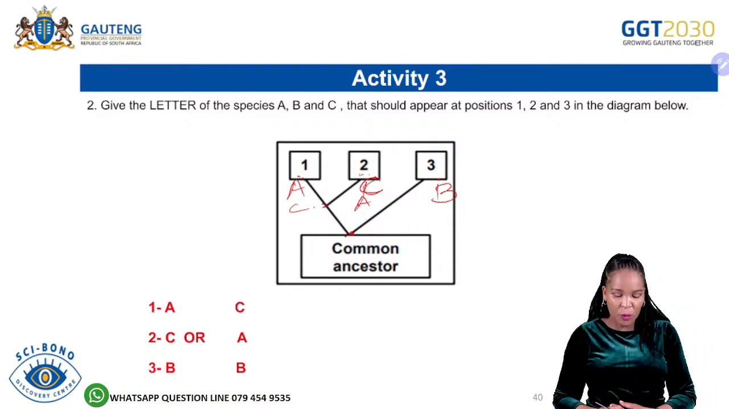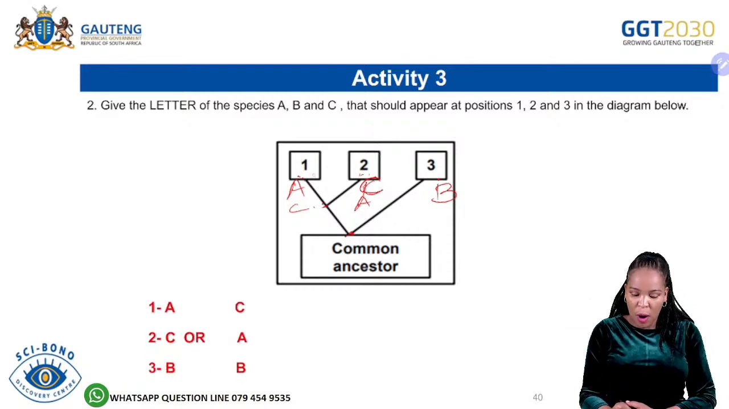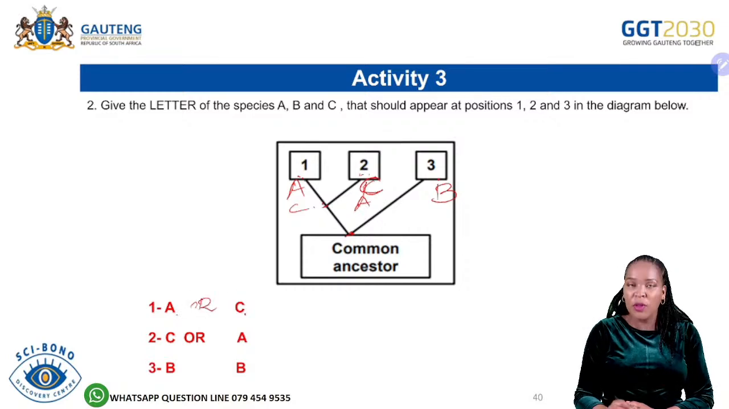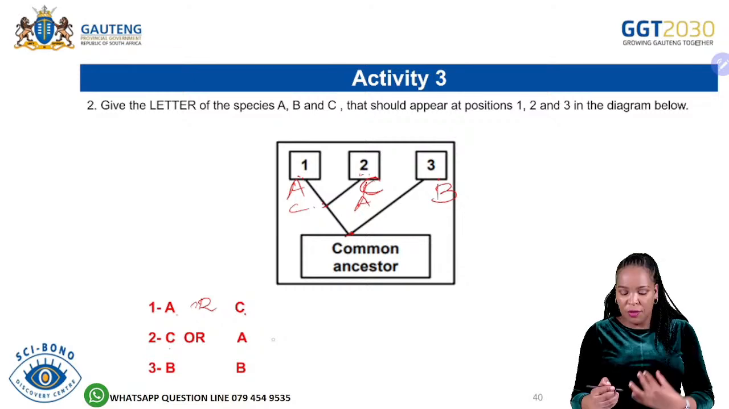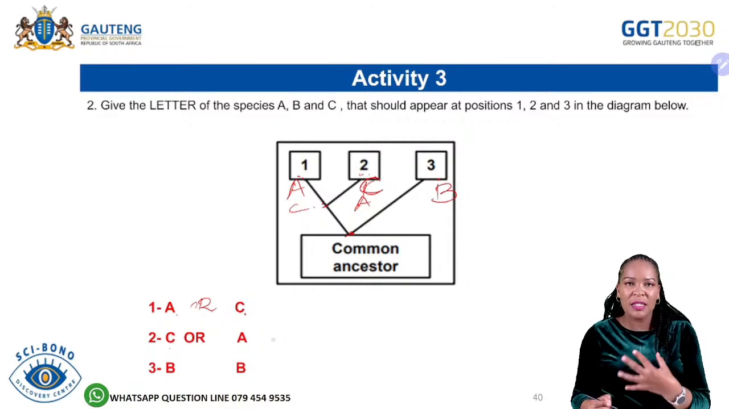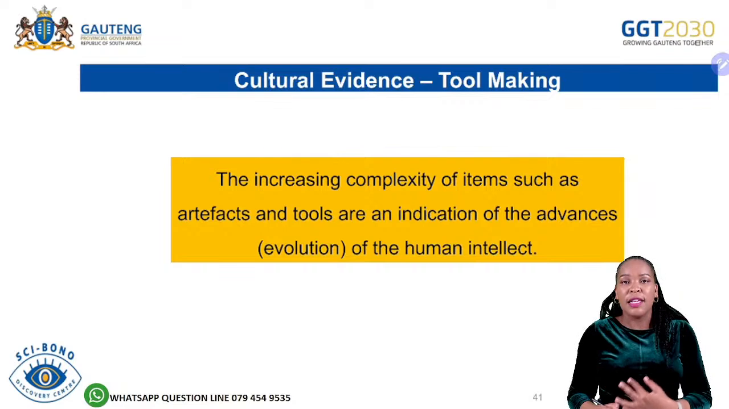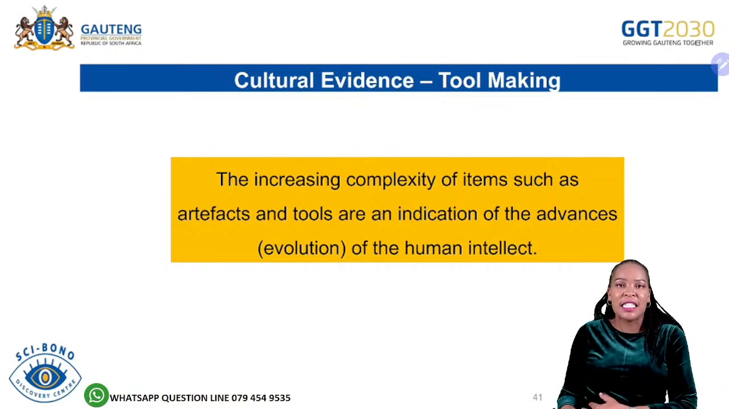Let's look at the answer. There we go. So for 1, you can put A or you can put C. Either one will still be correct. Then for 2, vice versa. Then for 3, it's B. This information, you got it from the table from the previous. So you must be able to interpret the table. So that is genetic evidence.